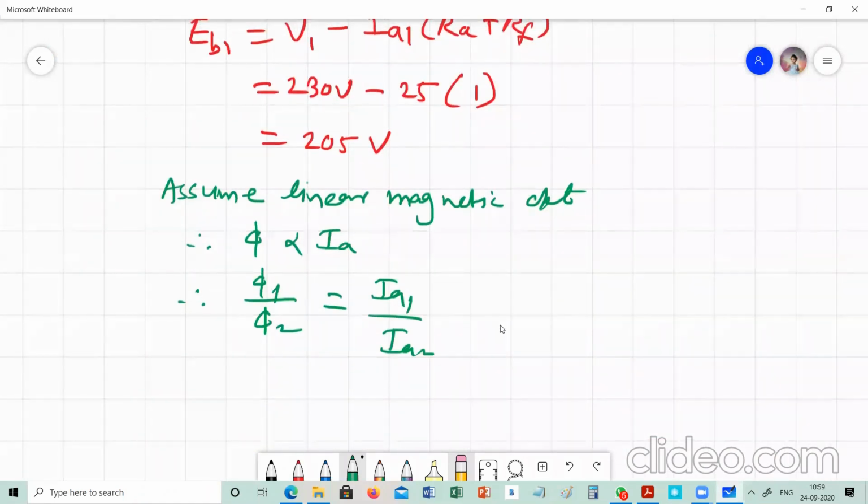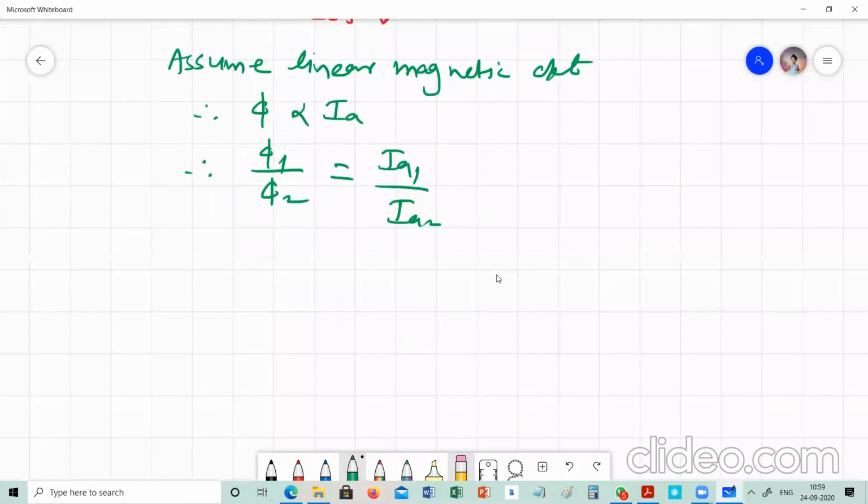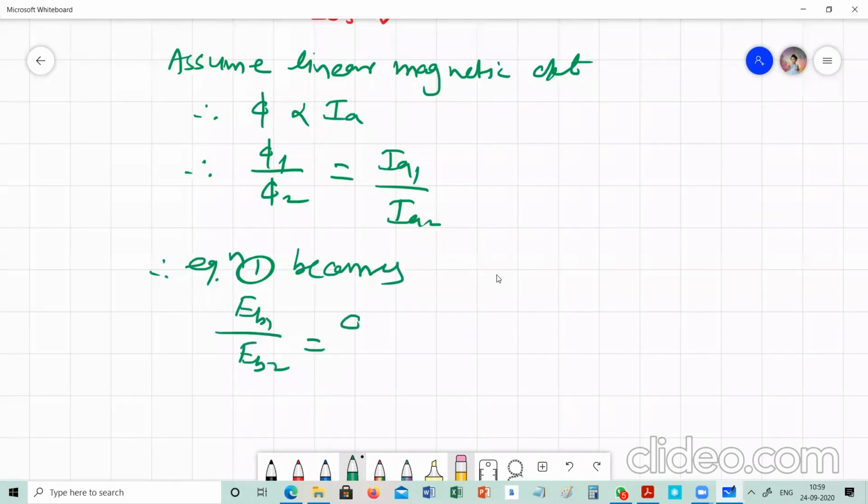Okay, so the equation once again I will write. Therefore equation 1 becomes, I will write equation number 1 once again: EB1 by EB2 is equal to phi 1 by phi 2 into omega m1 by omega m2.